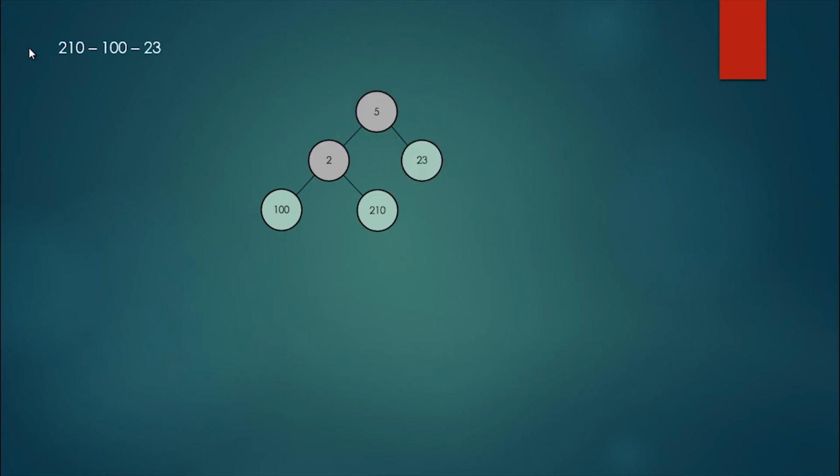Sorry, we have to swap them. So the 5 will be the root node. We have to swap the root node with the last item, and because there are only 2 items, it's straightforward. And we consider the 5 sorted. And then we have only a single last element, so we consider it sorted. And we get the numerical ordering: 210, 100, 23, 5, and 2.